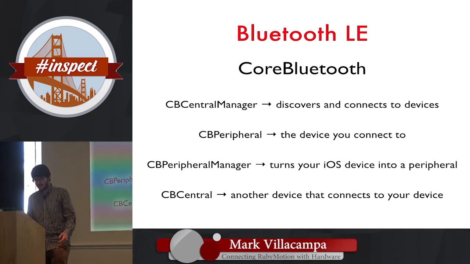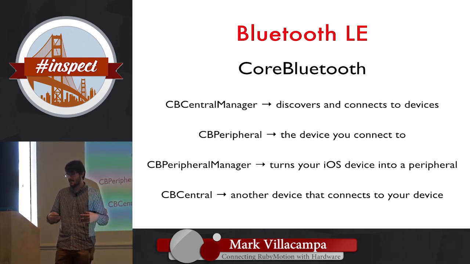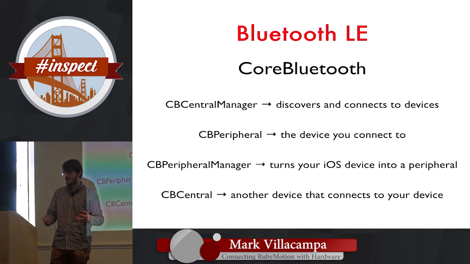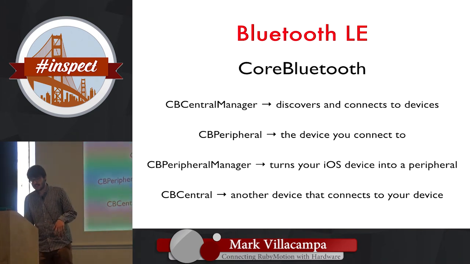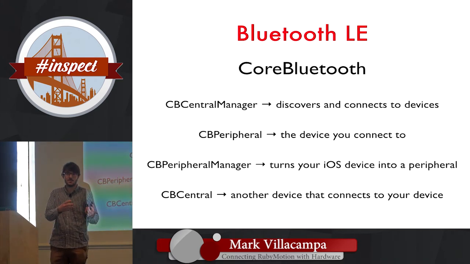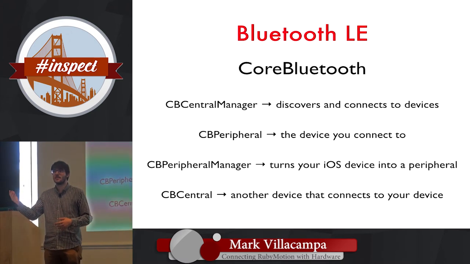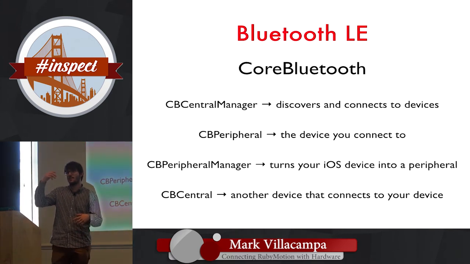There are only a few. CBCentralManager is just the class you use to discover and connect to Bluetooth devices nearby. CBPeripheral is the class that represents a device that you are connected to or that you just discovered. CBPeripheralManager is the class that helps you turn your iPhone into an actual Bluetooth LE device, so other devices can connect to it, or even other iPhones. CBCentral is the other device that connects to yours when you have turned your iPhone into a Bluetooth LE device.